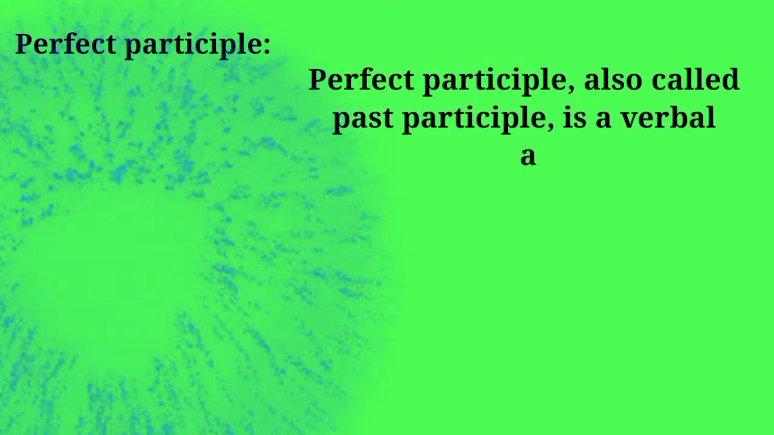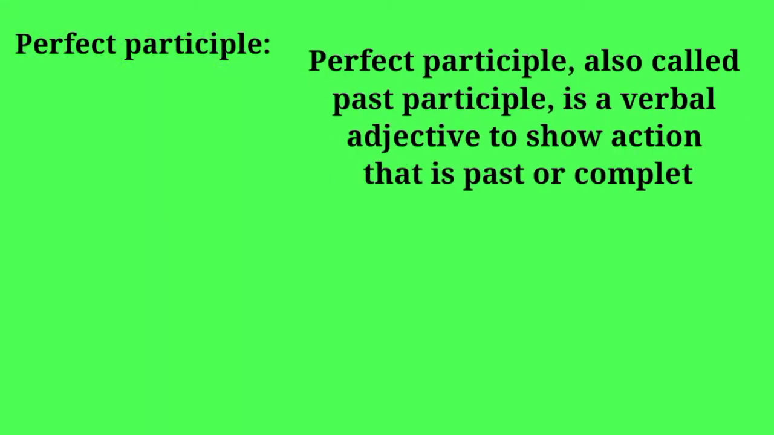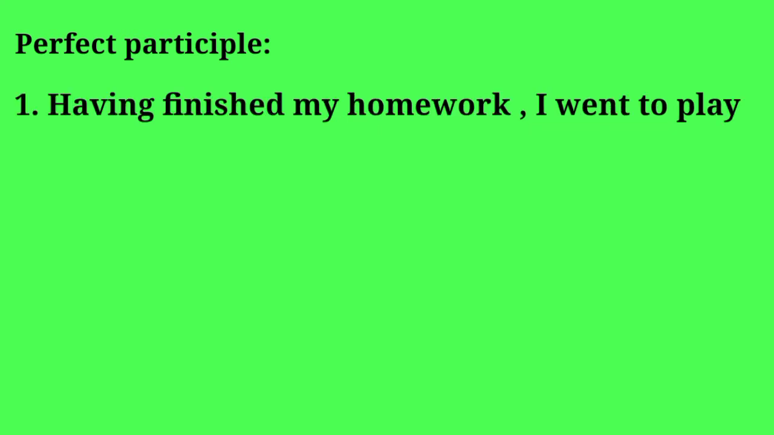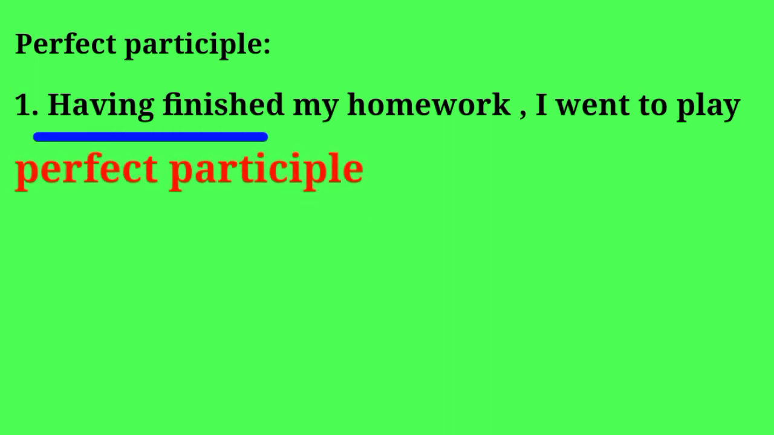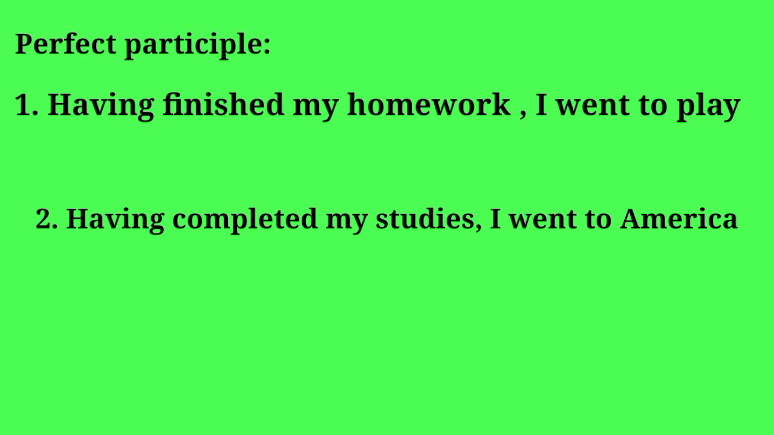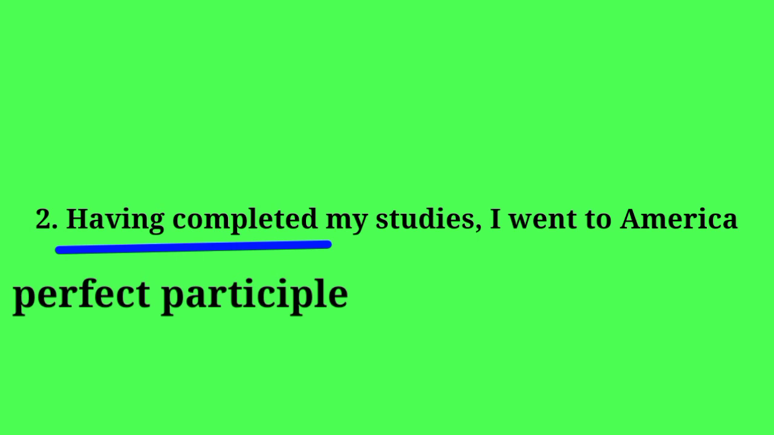Next we learn about the perfect participle. Perfect participle, also called past participle, is a verbal adjective to show an action that has passed and completed: having plus v3. See some examples. Having finished my homework, I went to play. Having finished is a perfect participle. And another example, having completed my studies, I went to America. So here having completed is a perfect participle.